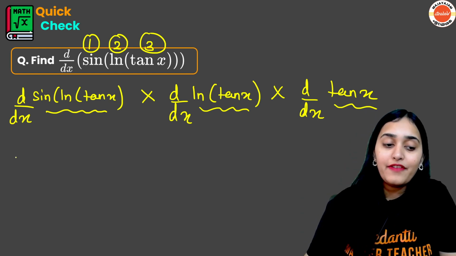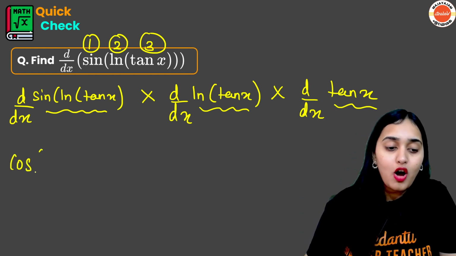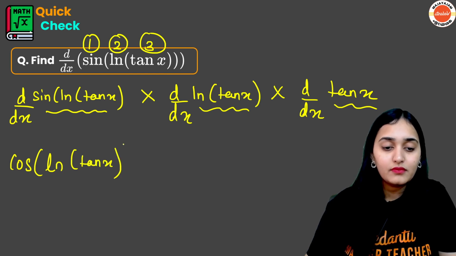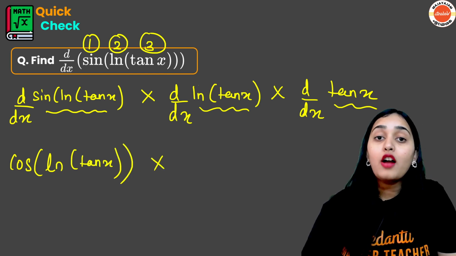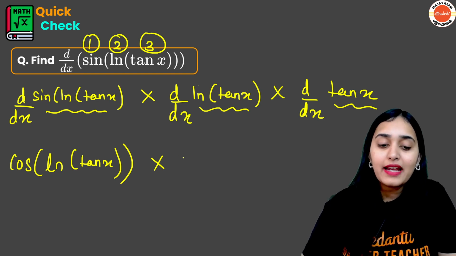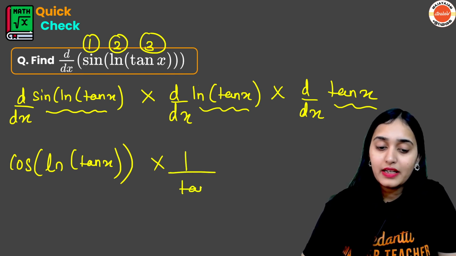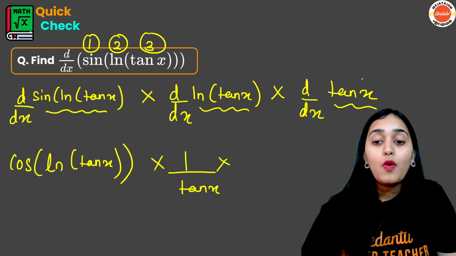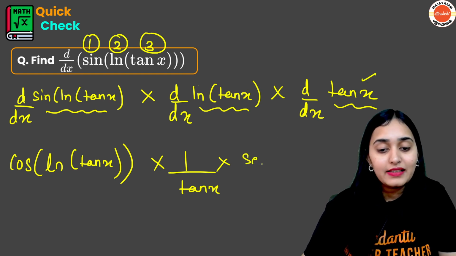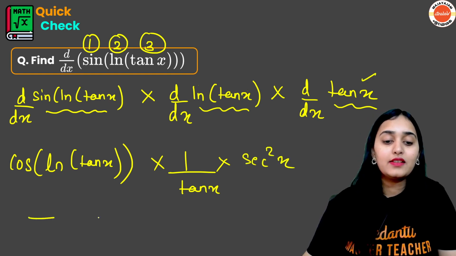Now what is sine differentiation? Cos. So cos of log of tan x into log tan x. What is the differentiation of log x? 1 upon x. So 1 upon tan x into, what is the differentiation of tan x? Secant square x. This is your answer.